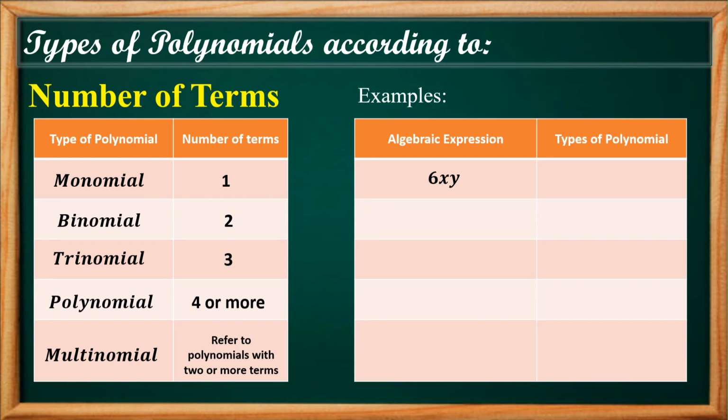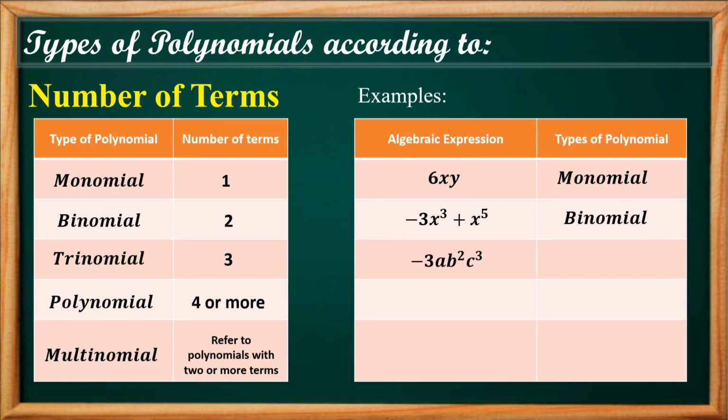6xy. How many terms do we have? 1. Therefore, it is monomial. Next, negative 3x cubed plus x raised to the power of 5. How many terms do we have? 2. Therefore, it is binomial.